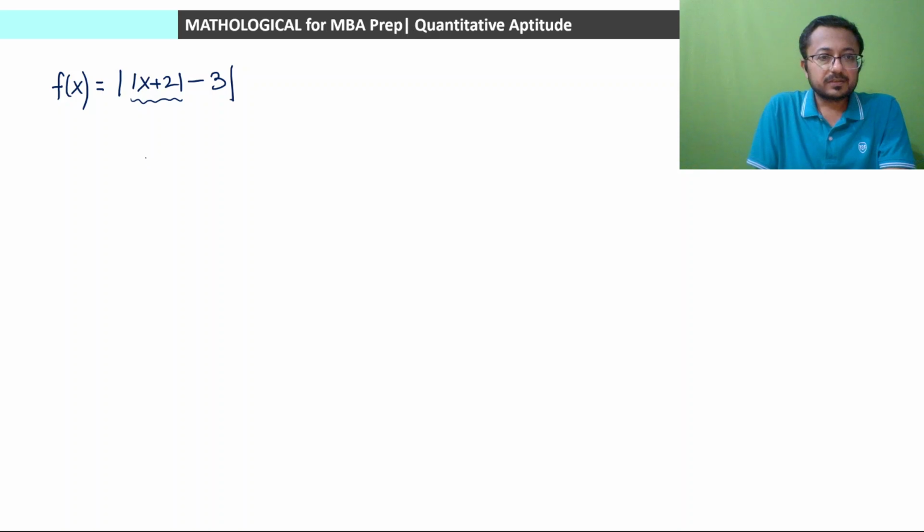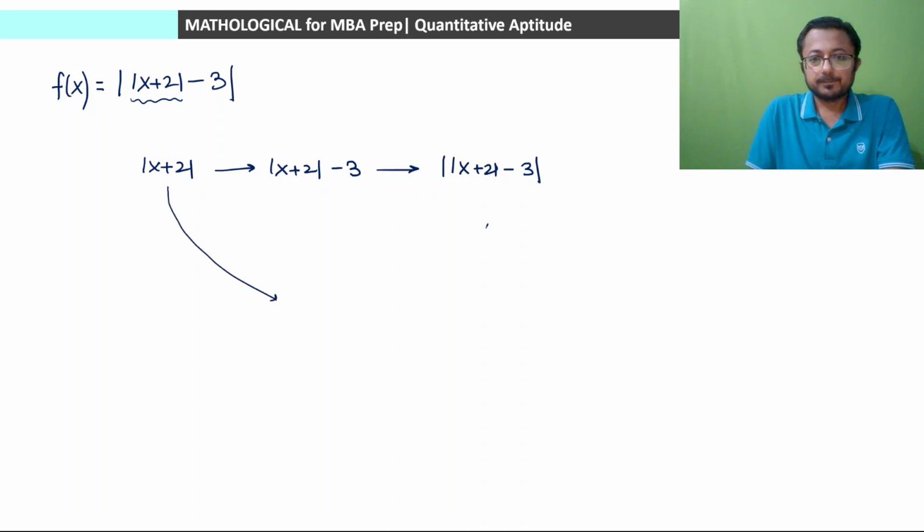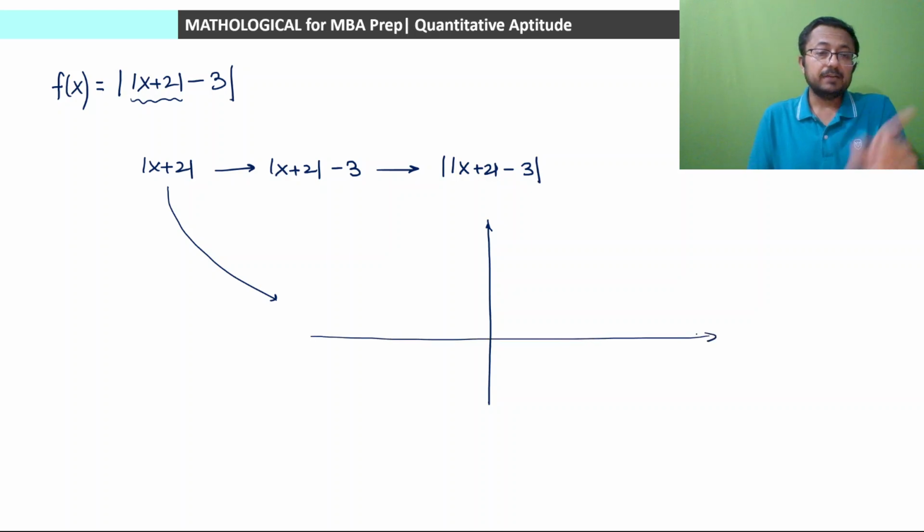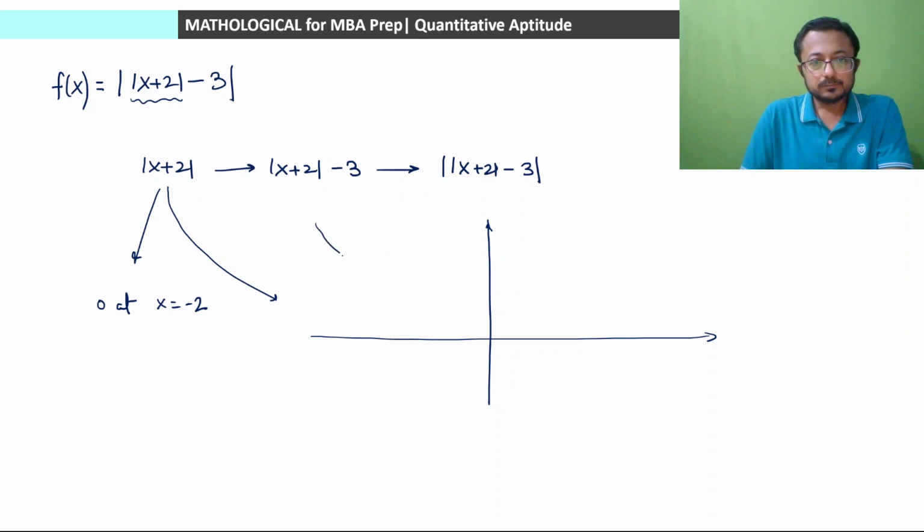ठीक है, at first we'll be making the graph of mod of x plus 2. Then we'll be subtracting 3 from mod of x plus 2, and then finally we'll be taking modulus of this whole value. So first of all, mod of x plus 2 का ग्राफ कैसा होगा? Similar to graph of mod of x, the only difference is that it will be 0 at x equal to -2. और mod of x का ग्राफ shifted leftward by 2 units. So this will be graph of mod of x plus 2.